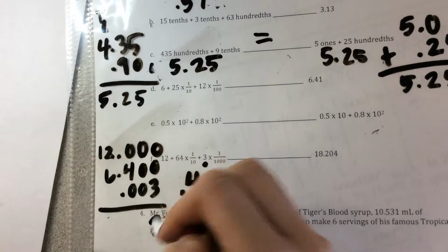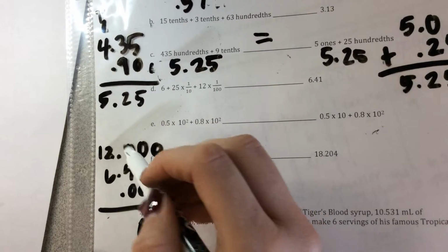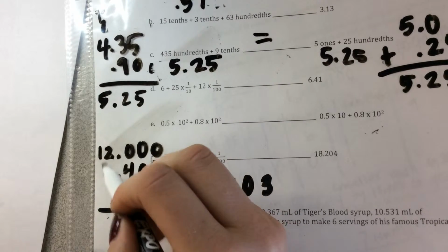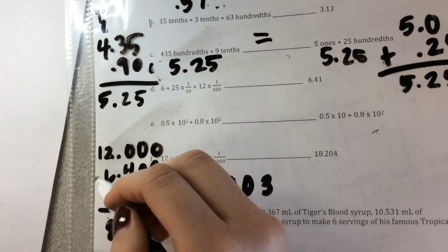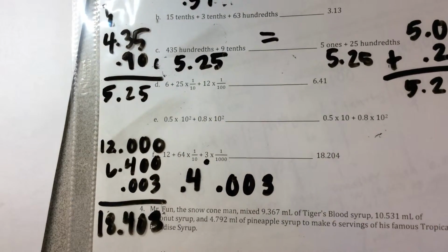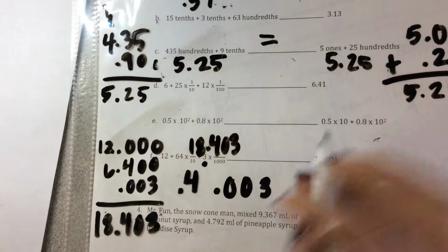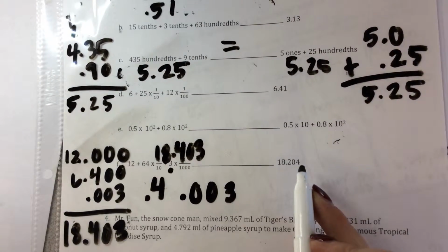I'm going to put in some zeros to help out and add. 3 plus 0 is 3. 0 plus 0 plus 0 is 0. 4 plus 0 plus 0 is 4. Bring down your decimal. 6 plus 2 is 8. And 1 plus 0 plus 0 is 1. So on this side, we're going to have 18 and 403 thousandths versus 18 and 204 thousandths.